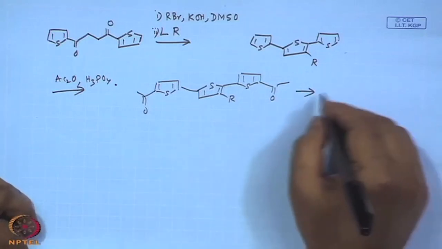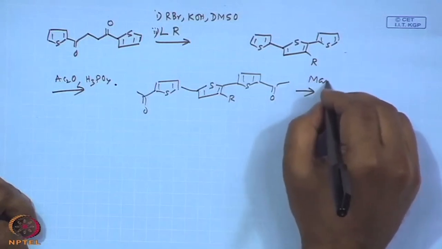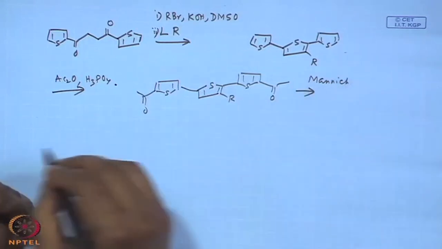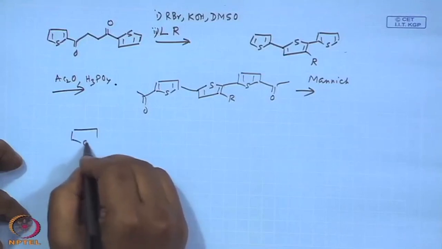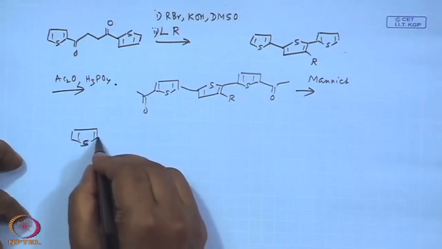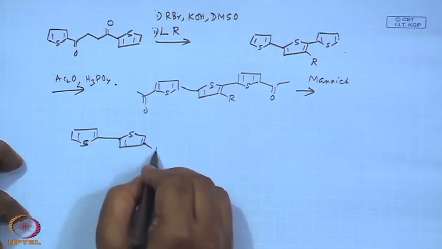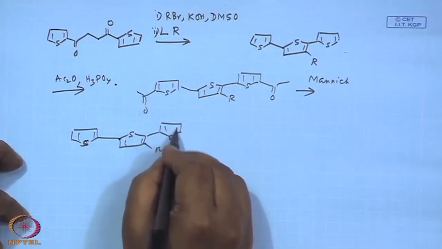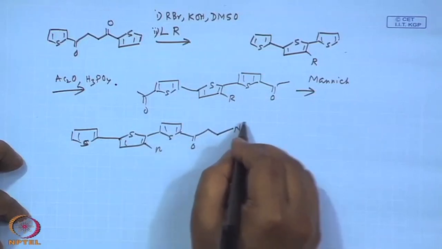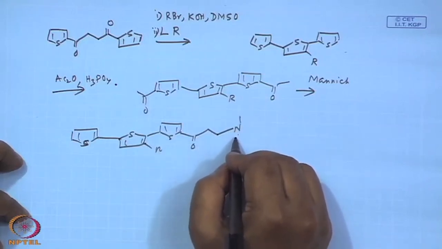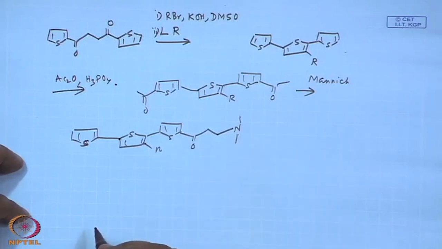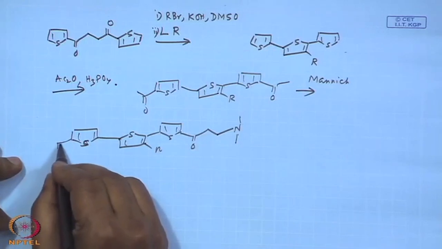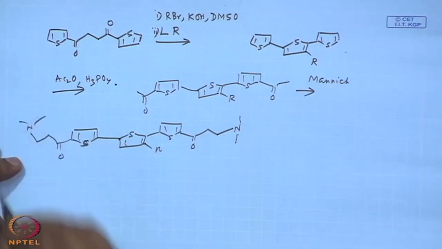In fact, from this onward, you can do a Mannich reaction. I am just giving you an example of how to grow on this original molecule with more thiophene nuclei. So you can convert this into, I will very quickly write this thiophene and then this, and you can just quickly do the Mannich reaction. All of us know Mannich reactions would give you this, a homologation by one carbon, right. Similarly, on this side also you will get homologation.